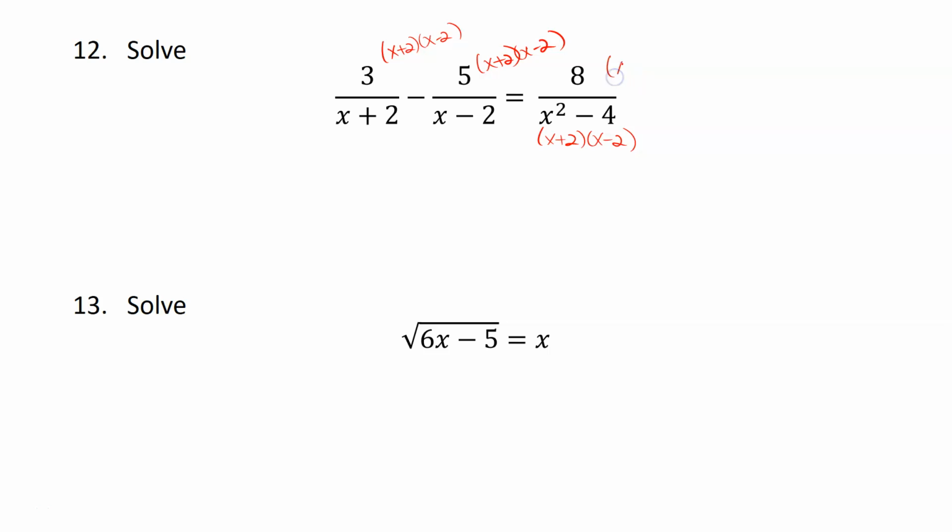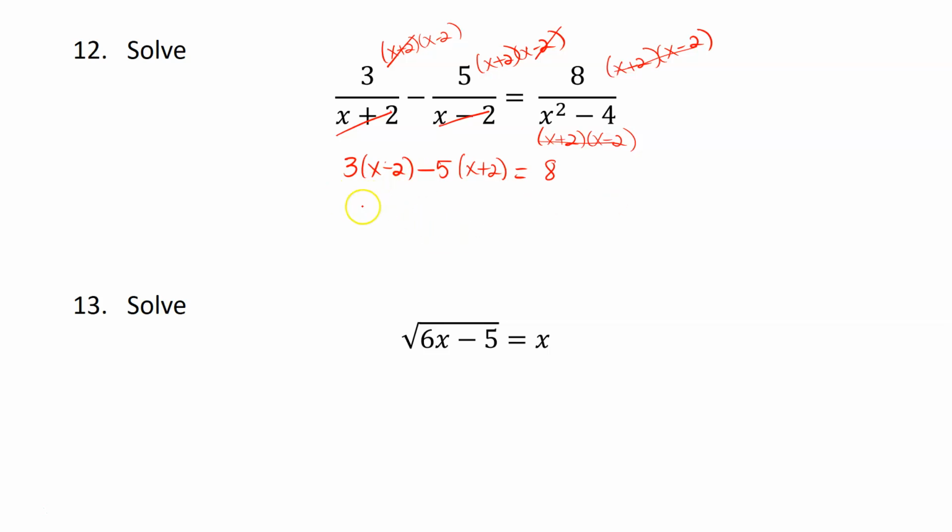And as I did in one of the earlier problems, I am going to divide out my denominators and then multiply the factors that are left. Divide out x minus 2, bring down 5, x plus 2, and then on the right side, both factors divide out, so I end up with 8.